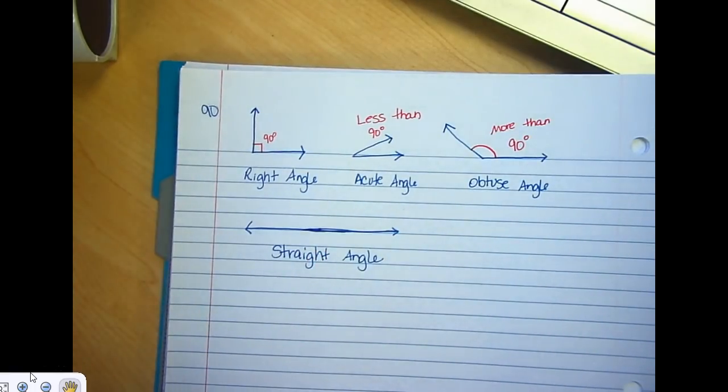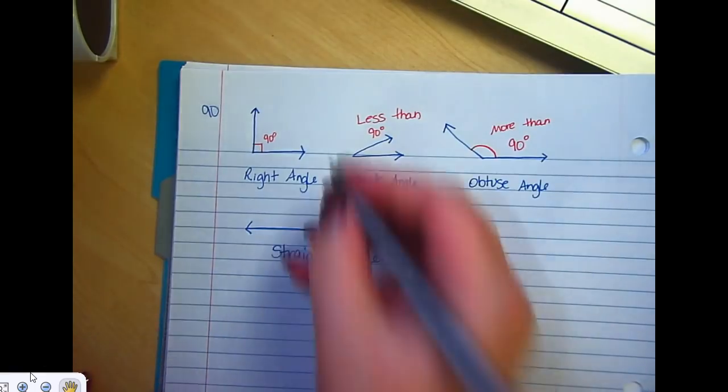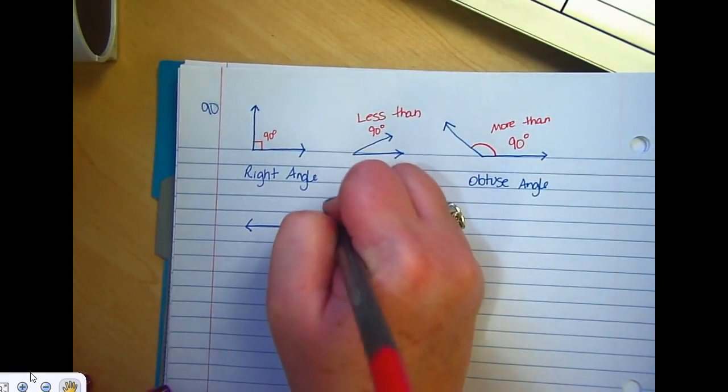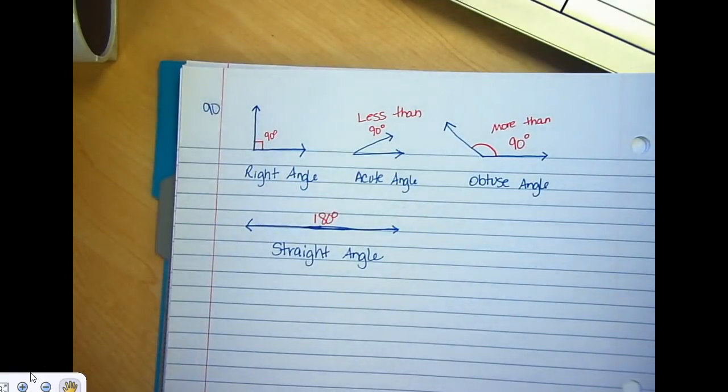Anybody know the measure of a straight angle? No, not 360. But what is it? No, not 0. Matt, did you say it? 180 degrees. Let's talk about that. I like that. How? Let's talk about that.